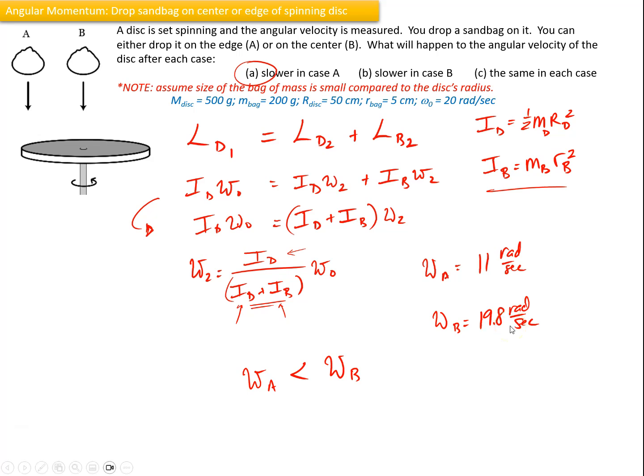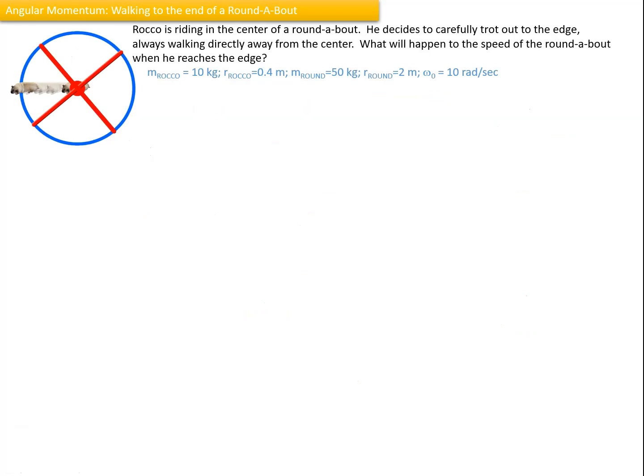All right, let's try one more. It's a little bit different this time. So here we have a dog, Rocco, who is riding in the center of a roundabout, and he decides to carefully trot out to the edge, always walking directly away from the center, and we want to know what's going to happen to the speed of the roundabout as he reaches the edge.